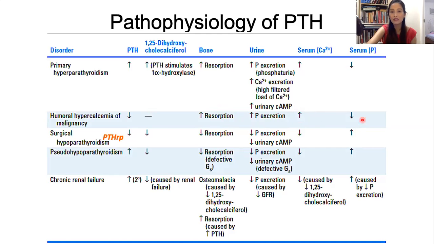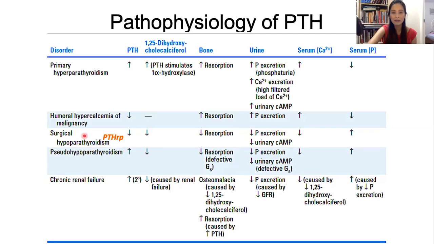So if there is an increased calcium, remember, there's an increase in calcium, it will now attach to your calcium sensing receptor and work to inhibit secretion of your PTH to prevent further increases in calcium. But of course, you have an unchecked PTHrP, so you will have more increase in serum calcium, but you will have low PTH levels.